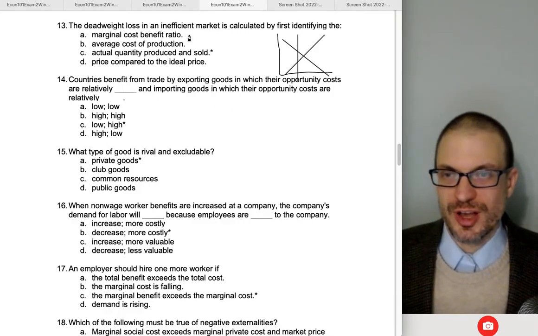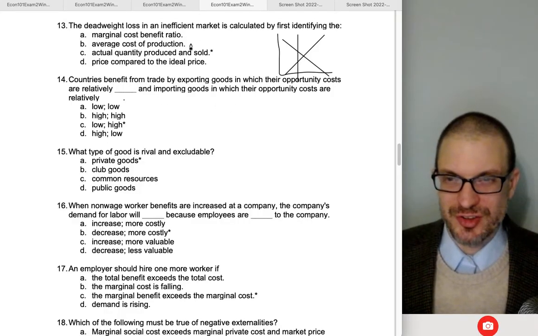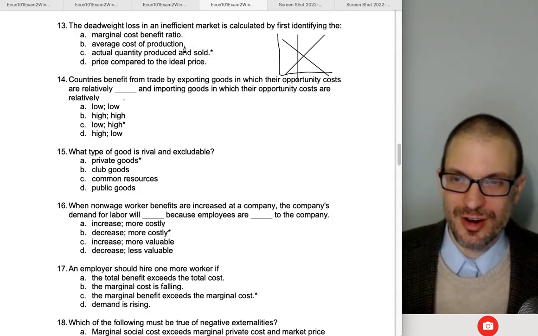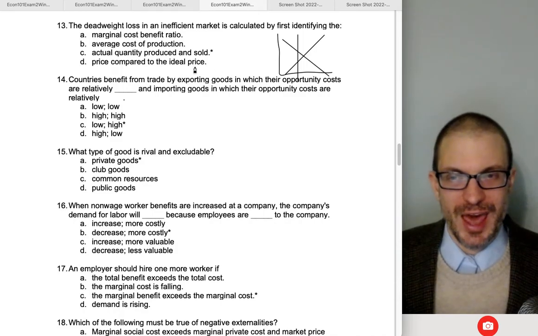It's not marginal cost benefit ratio. It's not average cost of production. Those two really don't make any sense here. It's not the price compared to the ideal price. We don't really have an ideal price.